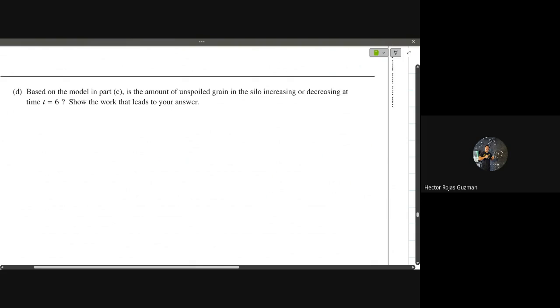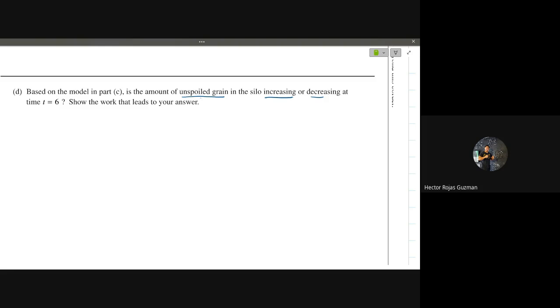Part D, based on this model, or the model in part C, is the amount of unspoiled grain increasing or decreasing? Well, anytime they ask you about if something is increasing or decreasing, you need to find a derivative. So your unspoiled grain is going to be given by the grain that you're adding, right? Grain added, and we're going to be subtracting the spoiled grain.